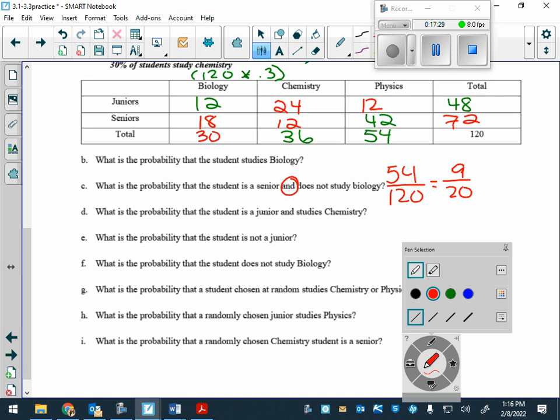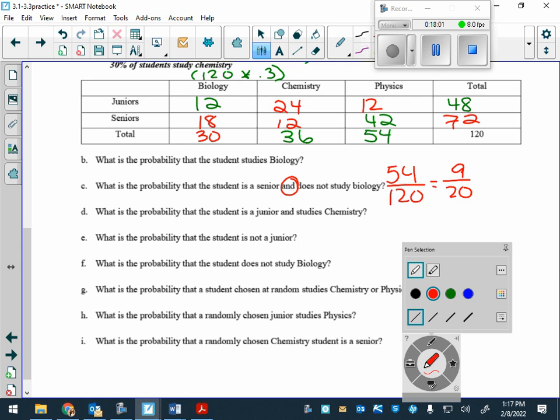9/20, good. Okay, then the next one, what is the probability that a student is a junior and studies chem? So junior in chem is 24 out of 120, which reduces to 1/5. So what's on the board is correct for D. Okay. Then for E, what is the probability the student is not a junior? So you're just looking at seniors. It's 72 out of 120, which is 3/5, which is on the board correct.